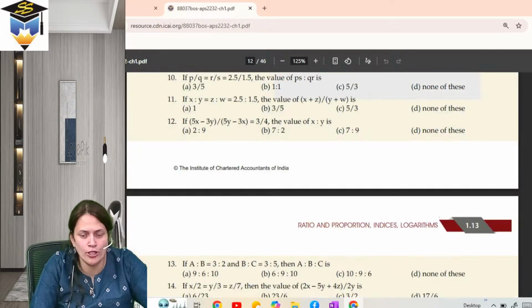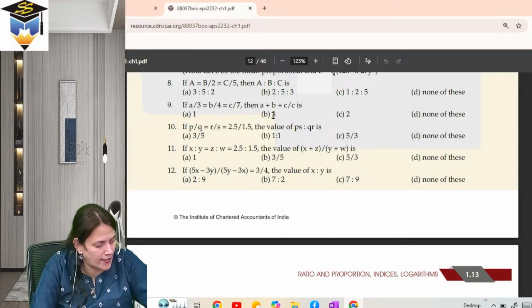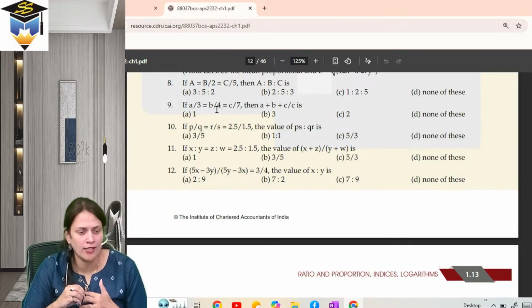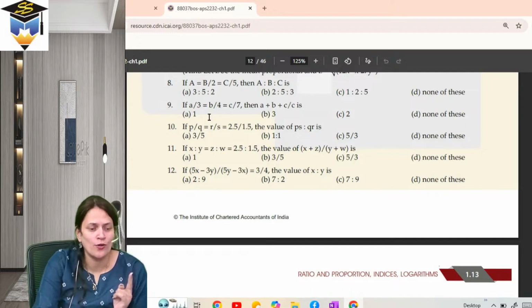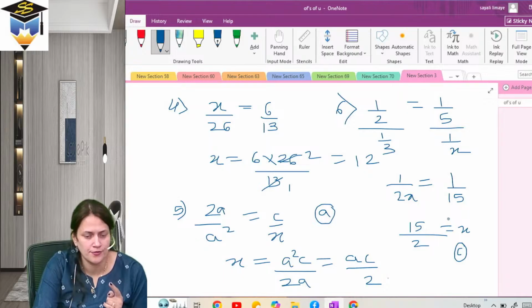Now let us move on to the next question. Question number 9. If A upon 3 is B upon 4 is C upon 7, then find out what is this. So basically what have they applied here? Componendo is applied. A plus B plus C, that means all the numerators are added. You can do this with the K method also. I taught the K method yesterday. The same method is applicable here also. So A upon 3 is equal to B upon 4. We will do it.